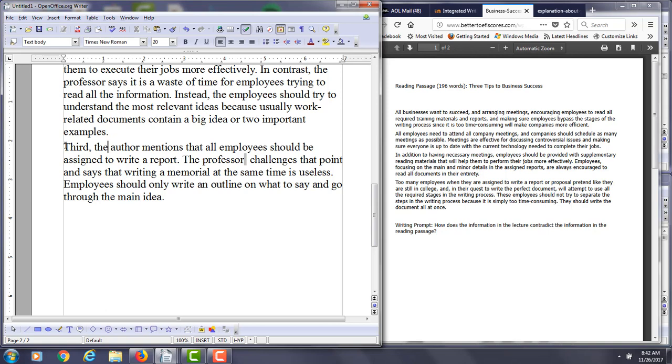You say the author mentions that all employees should be assigned to write a report. But remember, when you're summarizing, you want to make sure you're not leaving out important information, right? You're not changing the meaning of anything. Now, if you look over here, it's saying that these employees should not try to separate the steps in the writing process because it's time consuming when they're assigned to write reports. So you didn't explain that idea.